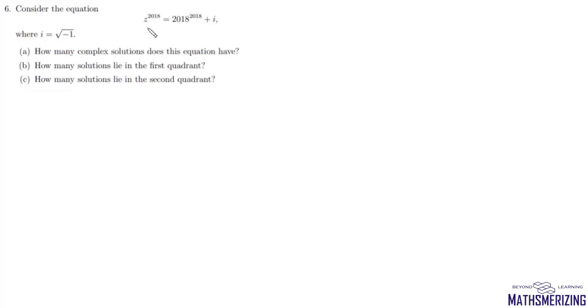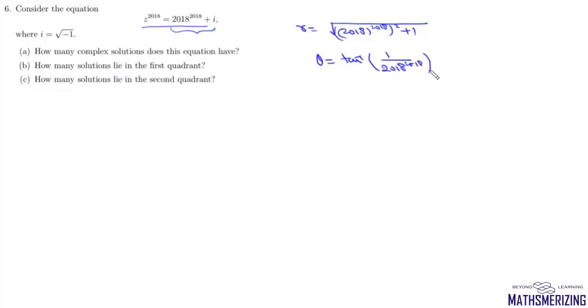Now question number 6 is a complex equation, and it is z to the power 2018 is 2018 to the power 2018 plus iota. So what we'll do is we'll express this number in polar form. So we'll write its r will be under root of 2018 to the power 2018 whole square, and then plus 1, and then we can write its theta, and it'll be tan inverse 1 upon 2018 to the power 2018, and this is a very small number, nearly equal to 0. So it is some positive number that is nearly 0.